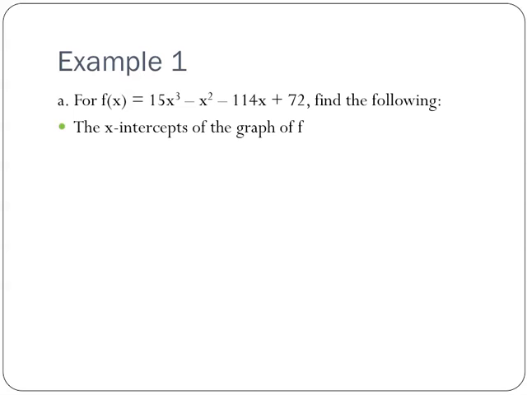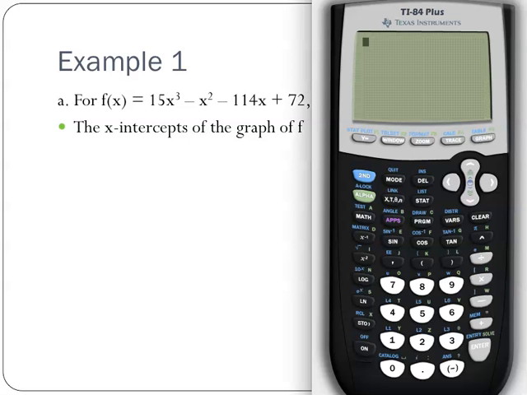So take a look at this example. f of x equals 15x cubed minus x squared minus 114x plus 72. Find the following. Alright, so the x-intercepts of the graph of f, we are going to have to do this using a graphing calculator. So to find the x-intercepts, we are going to go ahead and graph it, and we are going to find the zeros. So here's the graphing calculator.